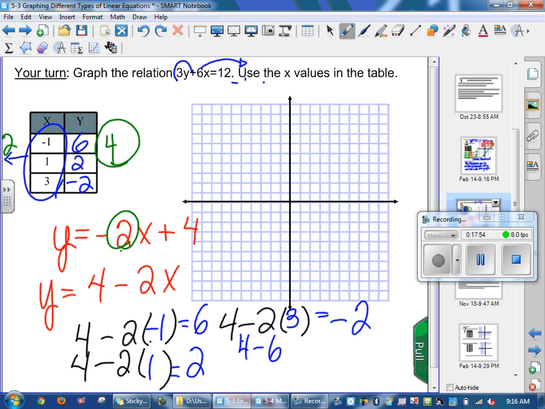They already gave us the equation. They don't have to figure it out. But that's how they did it. Okay? All right, so let's graph this now. So we're going to go left 1, up 6. Now we're going to go right 1, up 2. And then right 3, down 2. And again, yes, we join our points because we do not have a situation telling us not to.